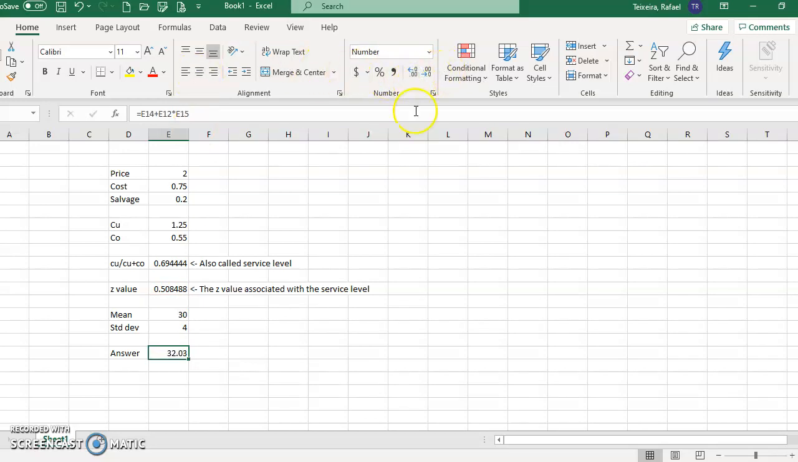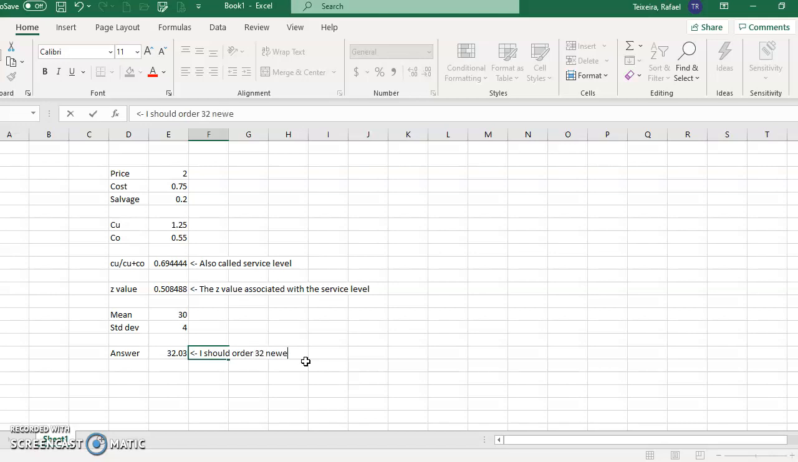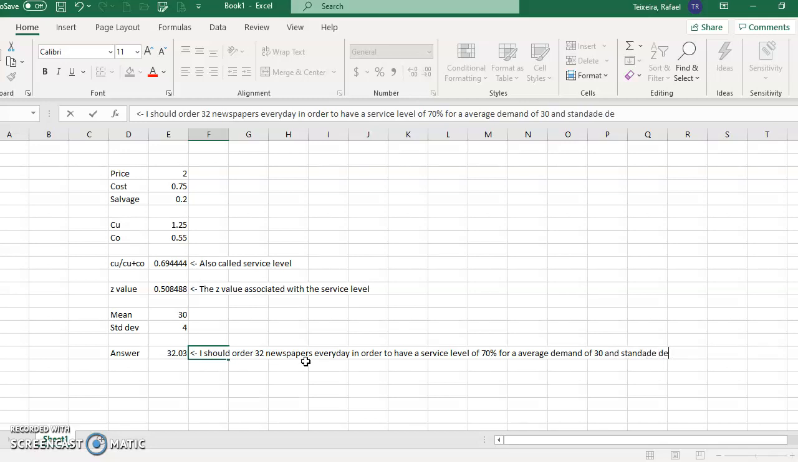So that is 32 newspapers. So I should order 32 newspapers every day in order to have a service level of 70%, for, let's say, an average demand of 30 and standard deviation of 4.